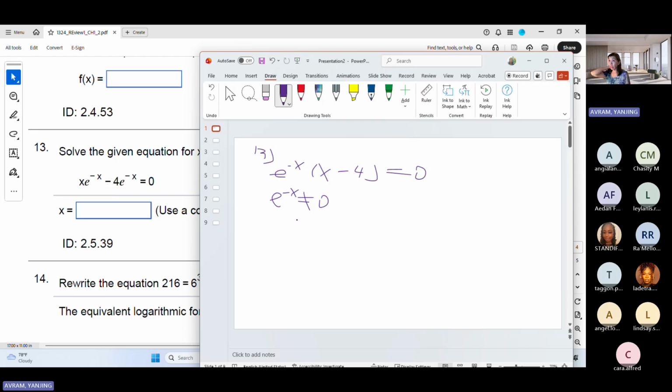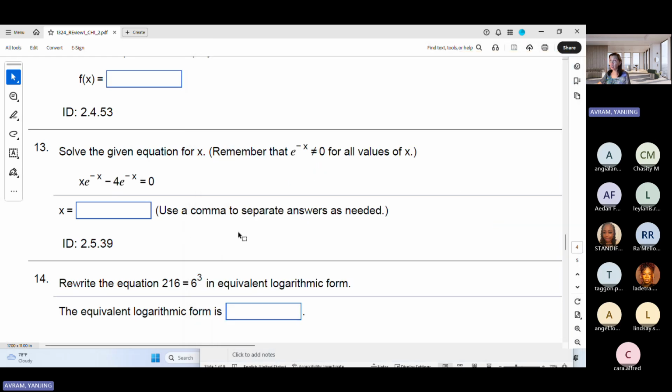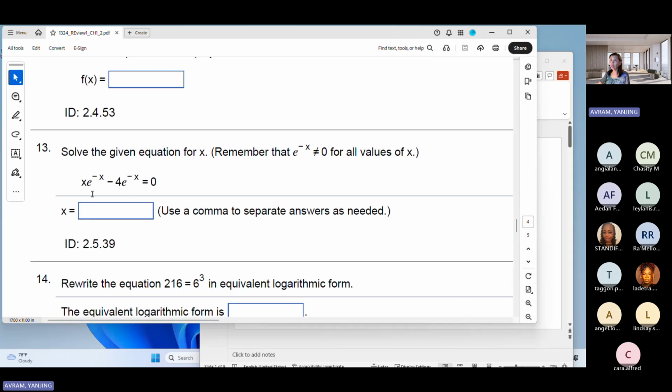Later on, we will learn more. But e to the negative x never goes to 0. So the only thing that can be 0 here is x minus 4 equal to 0, and you solve for x. So the only way this can be 0 is x equal to 4. All right, so it's only one answer. So actually it's pretty easy, right? If you know the concept, e to the negative x won't be 0. Okay.